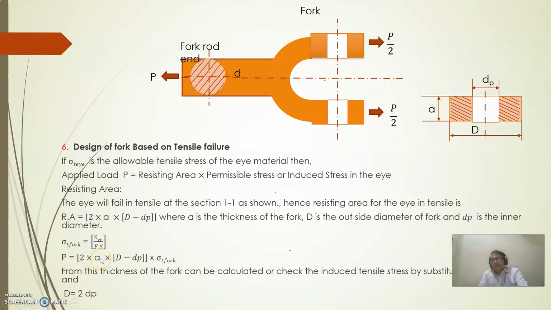Because these dimensions are already drawn from the shear, you just put the value of A, which you have got from that, or D minus dP from that, and then find out what sigma T of the fork is. That should come less than the allowable tensile stress. Otherwise, if it is coming more than the allowable, then we have to redesign the things.